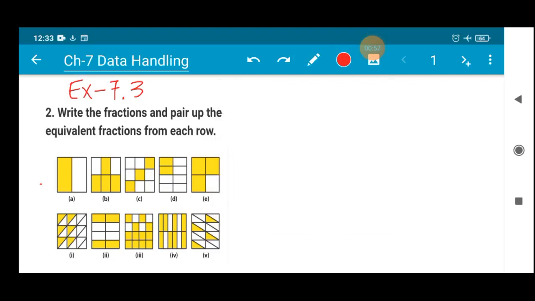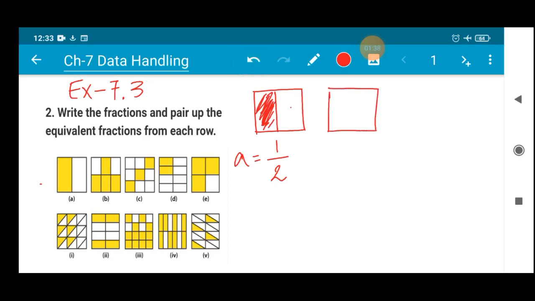Number 2, a. For a I'm writing the fraction here. As this part is colored with yellow, I'm coloring here with blue, so you may color with any part. It is actually representing 1 by 2. Why? Because out of 2 parts, 1 part is shaded, so it is represented as 1 by 2. So a is actually 1 by 2. You cannot convert this into the simplest form, as it is already in the simplest form. Okay, next.